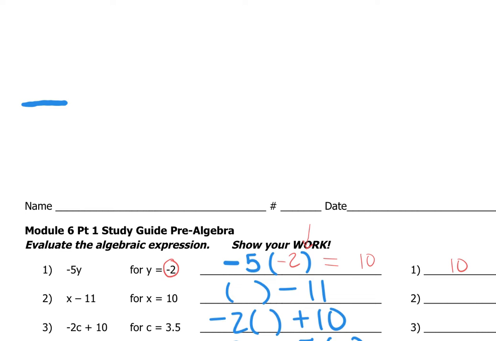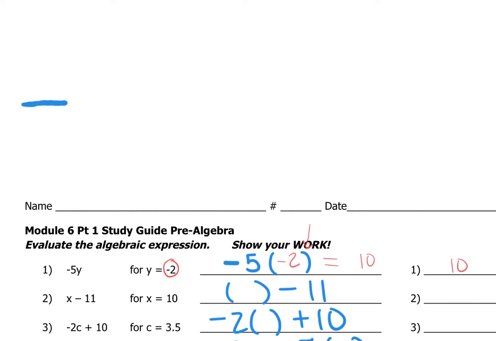Number 3, we'll substitute in 3.5 right here. And according to the order of operations, we do need to multiply first before we add. So -2 times 3.5, well, 2 times 3.5 is 7. And since one of them is negative, that would give us -7. So we have -7 plus 10. And -7 plus 10, different signs, subtract, keep the sign of the larger. So that would give us a positive 3.